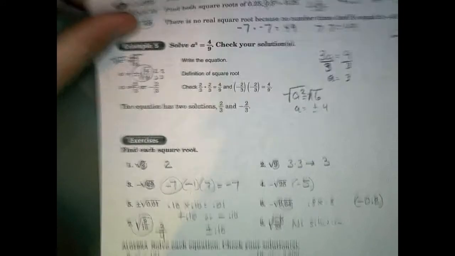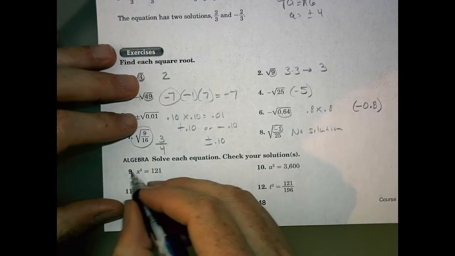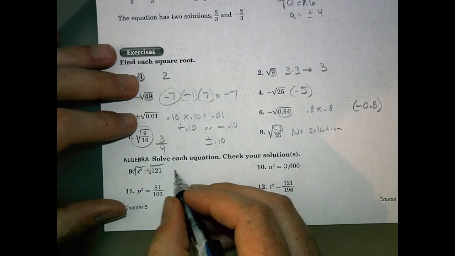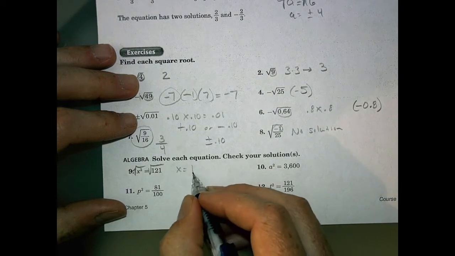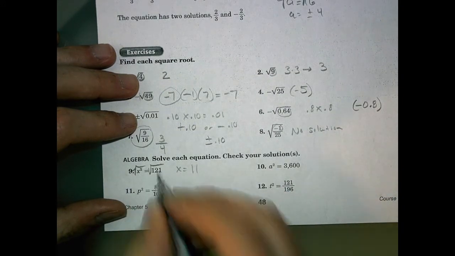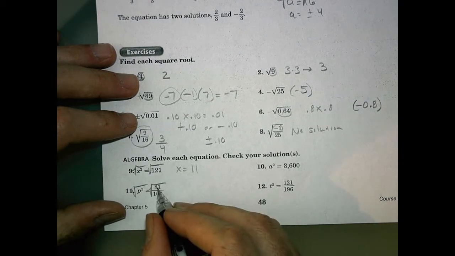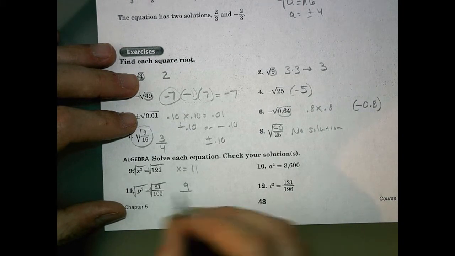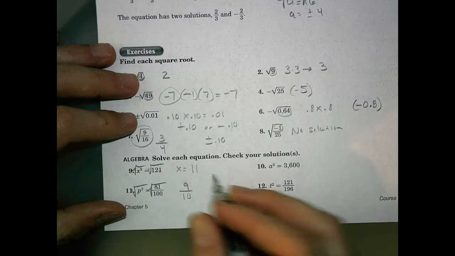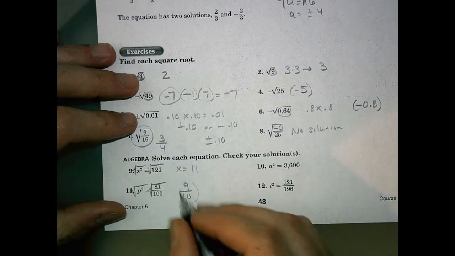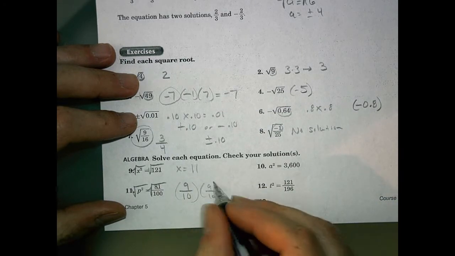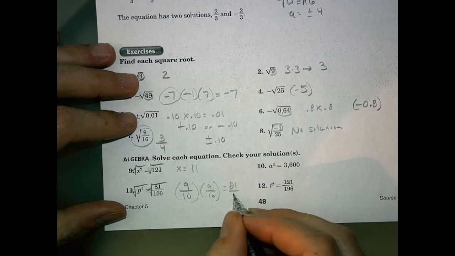Solving for x here, we take the square root of both sides. The square root of 121 is going to be x equals 11, because 11 squared would be 121. Here, square root of both sides: the square root of 81 is 9, and the square root of 100 is 10. Double check that, does it work? Well, what is 9/10 times 9/10? That equals 81 over 100.